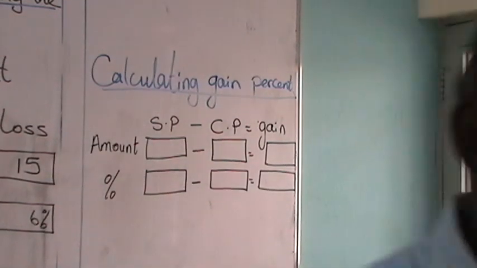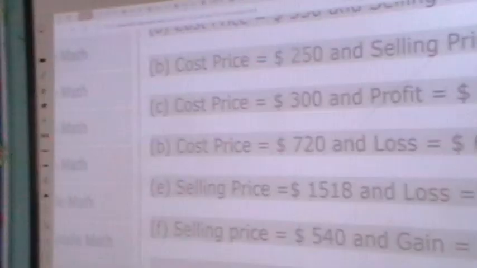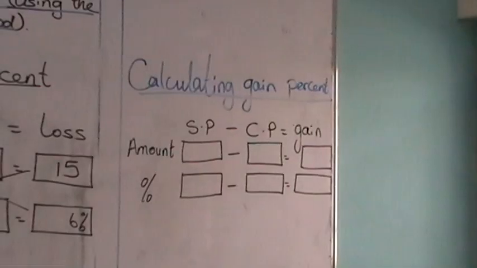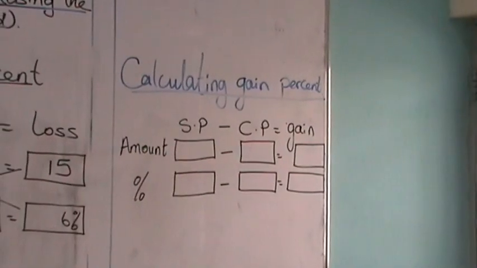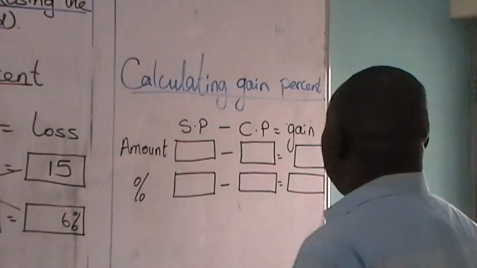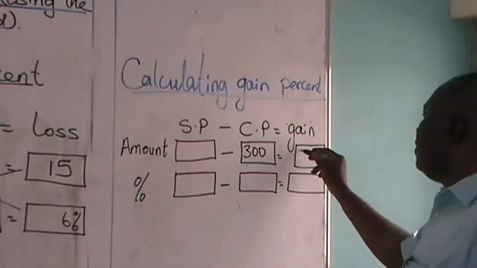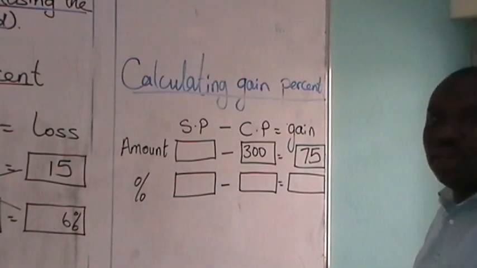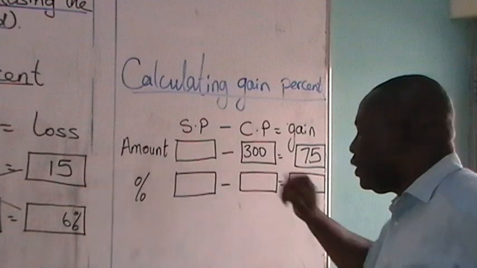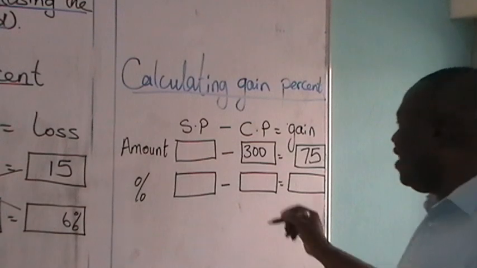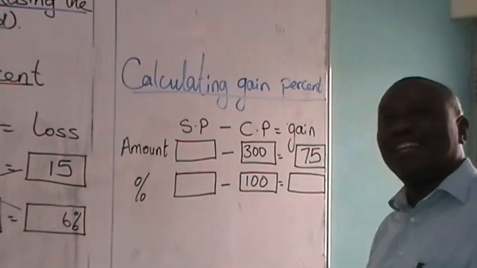Let's go back to the question. The question is question number 1C, and if you can see it very well there, the cost price is 300 naira and the profit is 75. So the cost price is 300. The profit is 75. Remember what I said about the percentage for cost price. Again, what is the percentage for cost price? 100%. Cost price is always 100%.